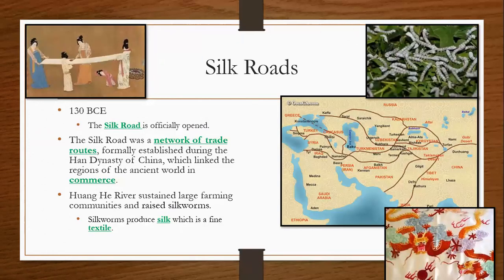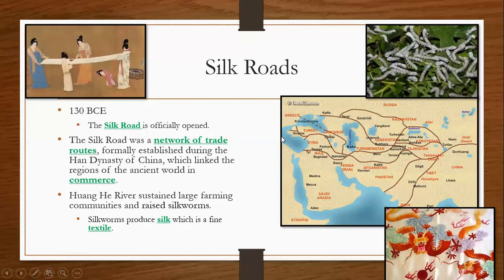All right. The last thing we're going to talk about for this intro to Chinese history is the Silk Roads. Now, in 130 BCE, estimated, the Silk Road is officially opened. And this is one of the largest trade networks that has ever existed in human history. It goes from China all the way to the Mediterranean Sea and the Black Sea, and it goes down to the Indian Ocean. You can see how widespread it is. It goes all over Western Asia and into the Middle East.